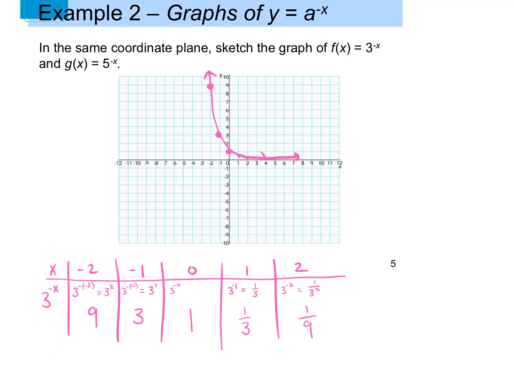So on the last page, we said that when our base is greater than 1, we're going to have exponential growth. It's going to be increasing. How come this one's decreasing? Because of the negative x. That negative is a transformation. It is a reflection on which axis? The y-axis. Awesome.